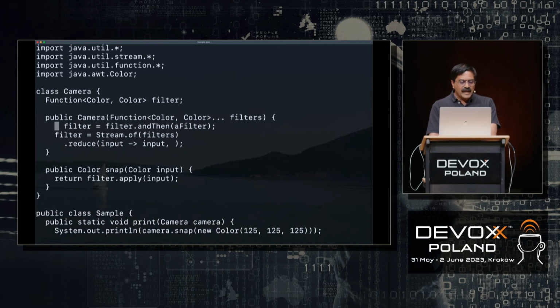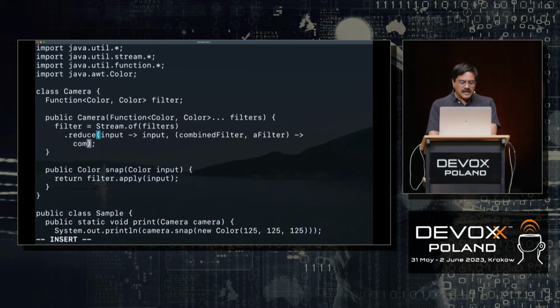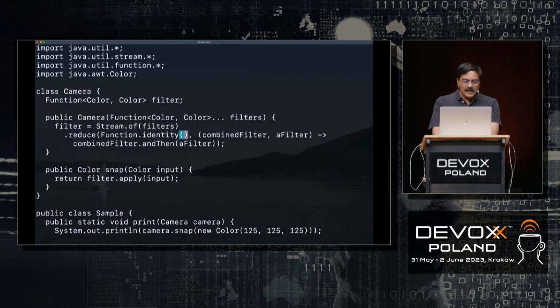Hey, what about the and then function? Well, you can now say, in this particular case, combine the filter, comma, a filter, and you can simply say this becomes a combined filter and then a filter, and you can combine it like so. So this becomes a nice way of using reduce function. Well, that's kind of nice, but then you can say, oh, but this input and input really is nothing but your function dot identity, because an identity function returns the input given to it. So that's an identity function. So that takes care of it.